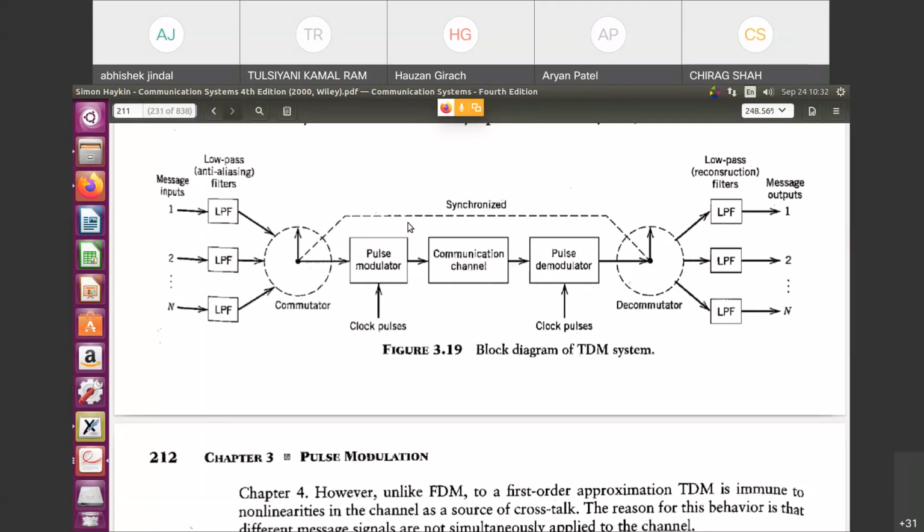Right now our course is more on understanding the concepts than studying the hardware. So we assume that there is an electronic switch which can do this. That is called a commutator, and it is just rotating at some frequency which you set. Right now we set it as Ts. It means it rotates at the rate of twice W, so that it returns back to the same place after Ts seconds. Then after the commutator you will have a bit stream. Then you pulse modulate it, there is a communication channel, then pulse demodulate it, and then you distribute the message inputs among their probable outputs.